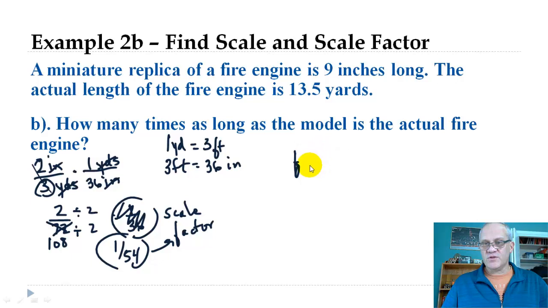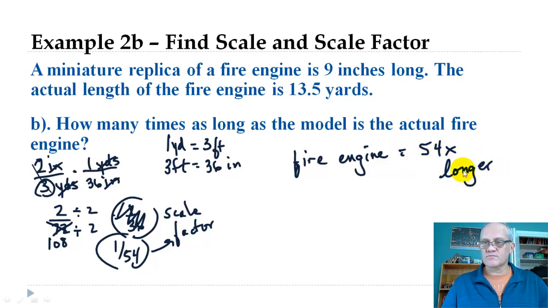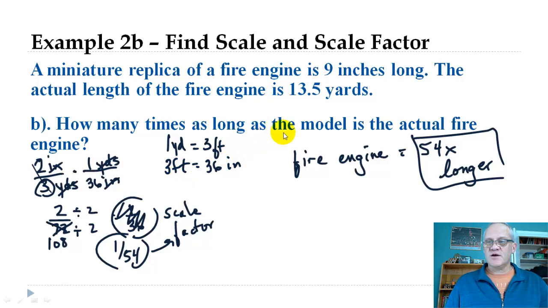The fire engine is 54 times longer is what we would have, the way we'd have to do that. So if they would have said how many times as long as the fire engine is the model, then we'd say it's 1/54th. So in this case, they asked us backwards, kind of. So we had to say, well, it's 54 times longer. So a little tricky there.